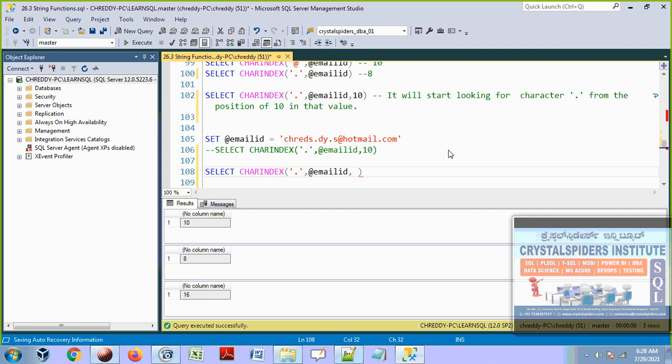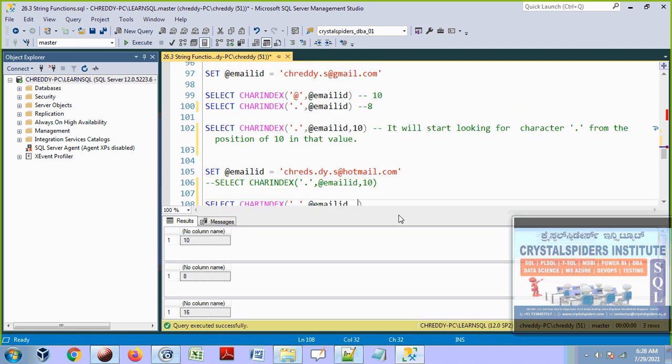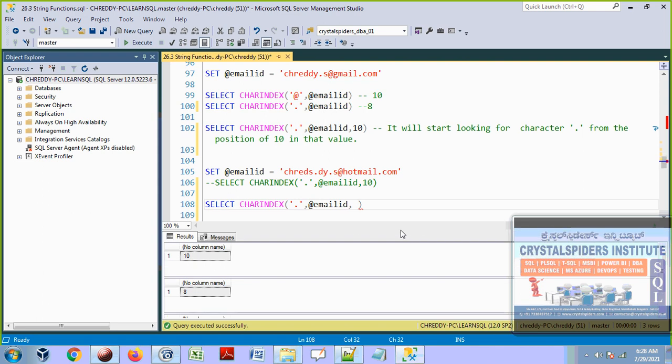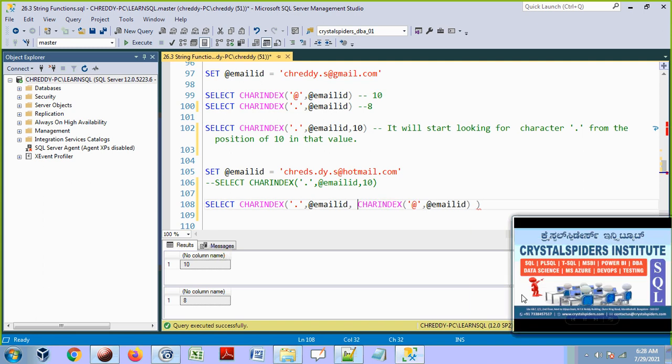I am going to say, please go ahead and get the position of the @ symbol. How do we get the position of the @ symbol? Inside this, again I am going to define it. This is the small query. Let's copy this query and put it here. That's it. No need to write the select one more time here, just this function.